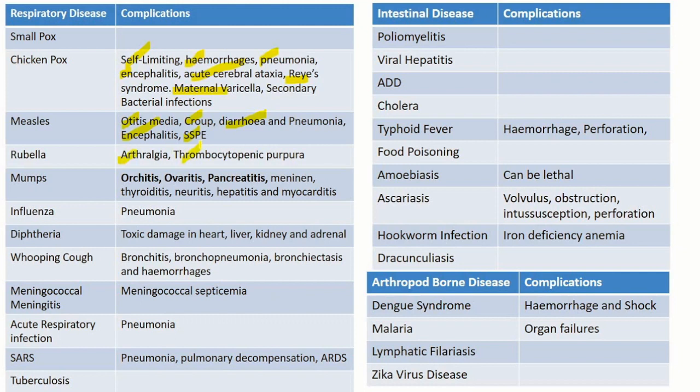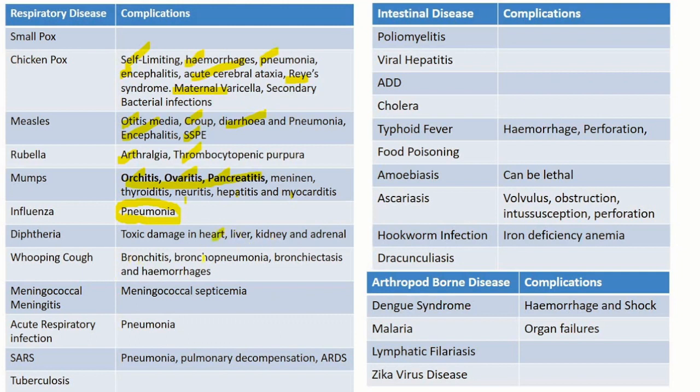Rubella, arthralgia, thrombocytopenic purpura. Mumps, orchitis, oophoritis, pancreatitis are the most common complications. Meningoencephalitis will be there. Thyroiditis, neuritis, hepatitis, myocarditis. Influenza, pneumonia is a common complication and cause of the death. Diphtheria, toxic damage in the heart, liver, kidney, and adrenal glands.